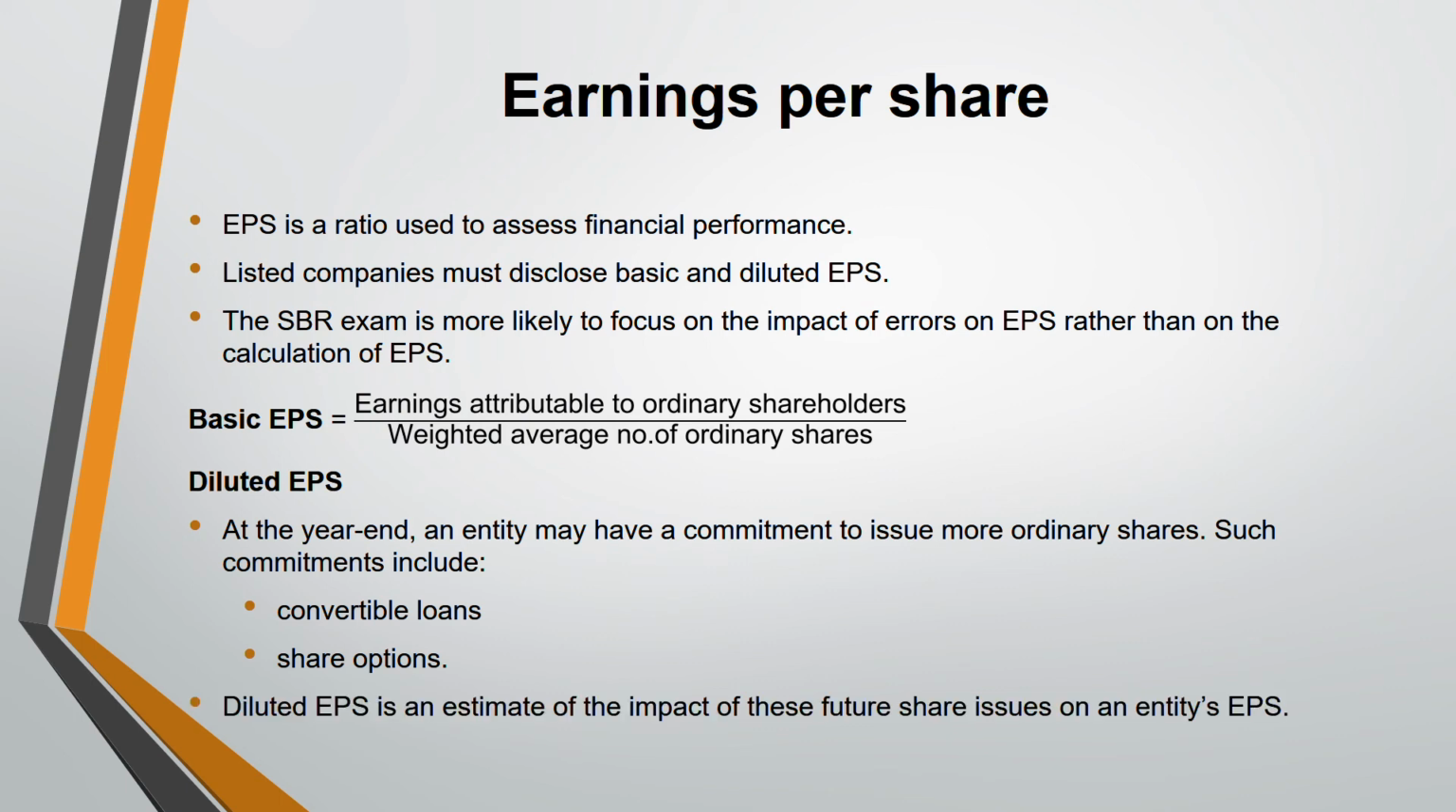Because of this, diluted EPS is an estimate of the impact of these future share issues on an entity's EPS. You calculate it the same way, earnings divided by number of shares, but the number of shares will change now. It will increase. Your denominator is increasing, earnings nothing will happen, but your number of ordinary shares will increase. So because of that increase in shares, your EPS goes down.